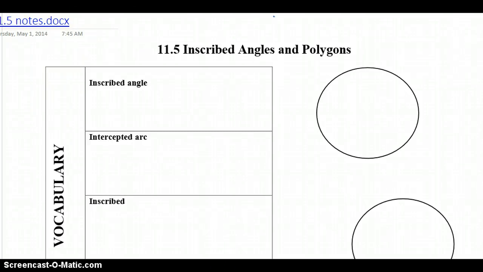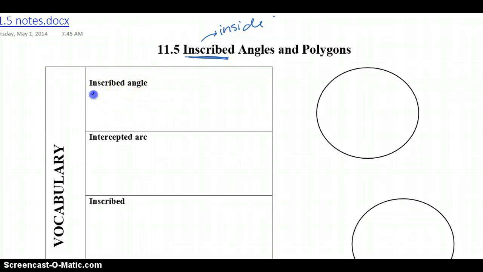Alrighty, so this is class notes for section 11.5. We're going to be talking about inscribed angles and polygons. So first, the word inscribed sounds very similar to inside. And in fact, we are going to be talking about things inside a circle. So first we have an inscribed angle.